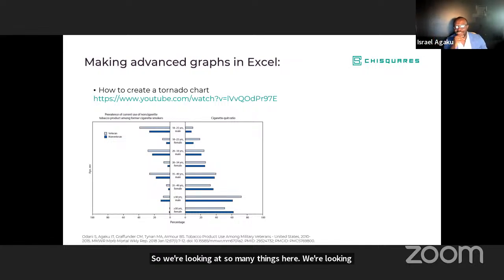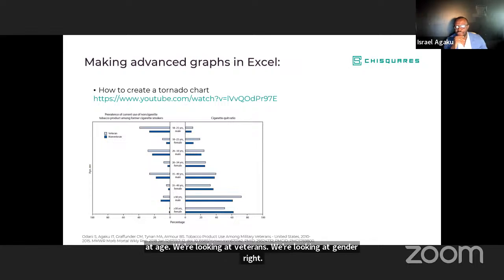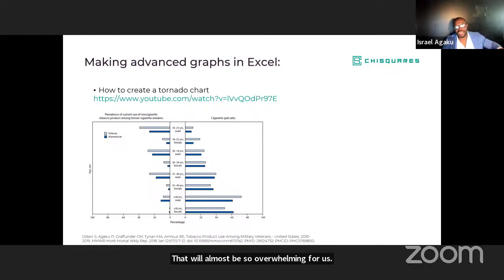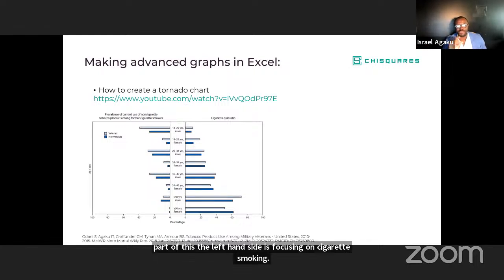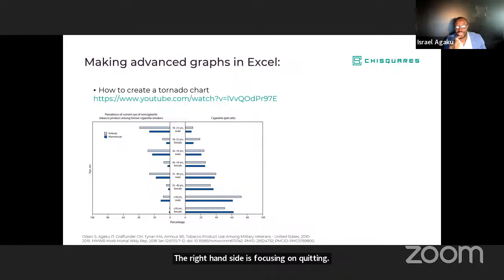If we were to use any other figure, that would almost be so overwhelming for us. But with a butterfly chart, we can say, okay, the left-hand side is focusing on cigarette smoking, the right-hand side is focusing on quitting, right? And within both the left and right-hand sides, we have separate bars or separate colors for veterans and non-veterans, right? So this allows us to take huge volumes of data and tell a story in a way that it doesn't feel overwhelming, even though there's a lot of data there, right?